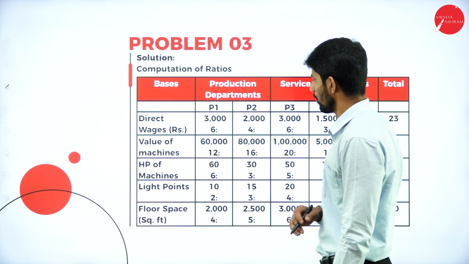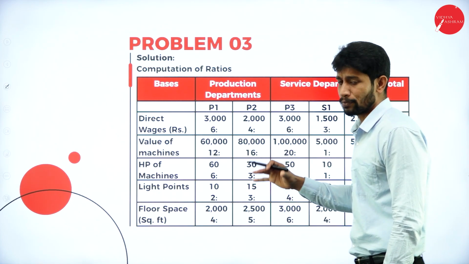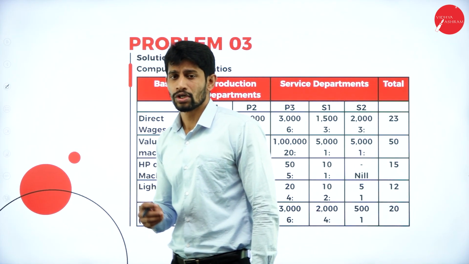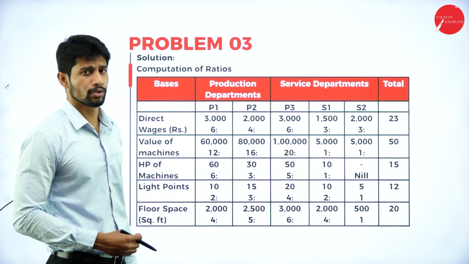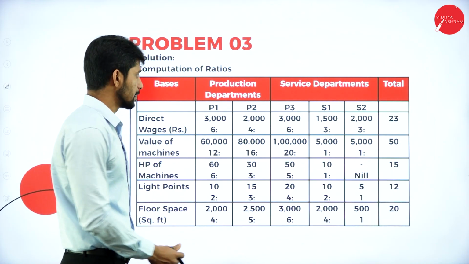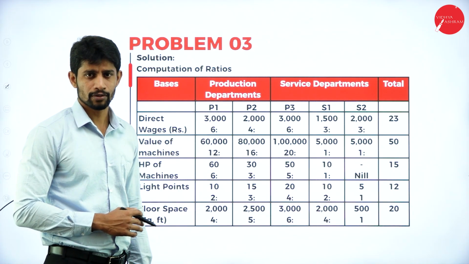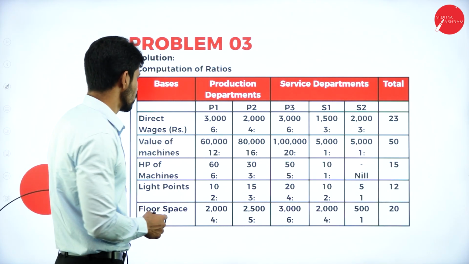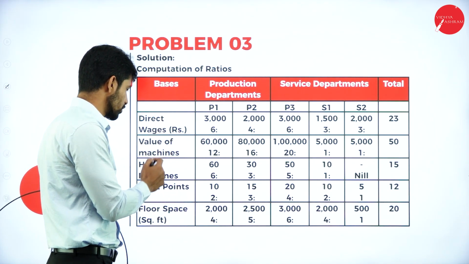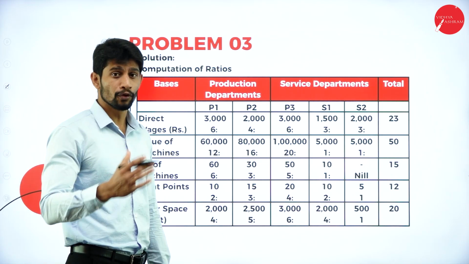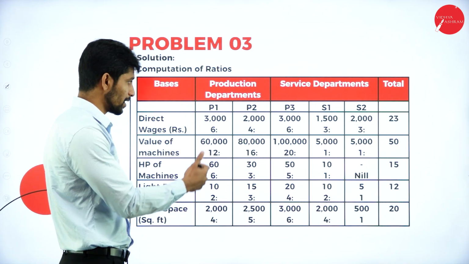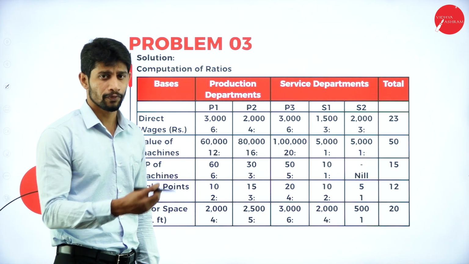So first we solve the problem under primary distribution. To solve the problem, first what are we supposed to do? We are supposed to find out the ratios, right? So direct wages, value of machine, HP of machine, lighting points, floor space, everything is given. By using this information, we are supposed to find out the ratio.